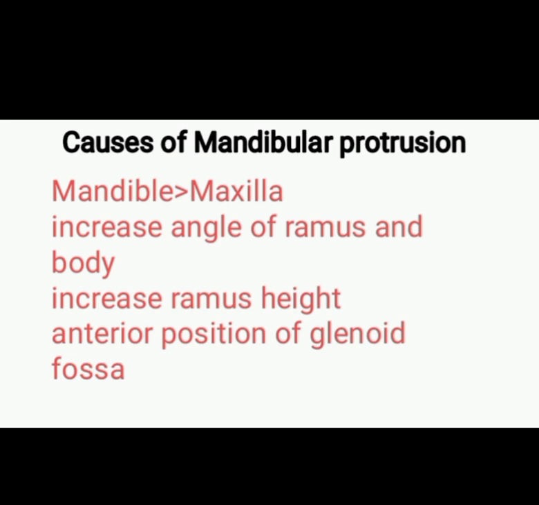Causes of mandibular protrusion. Mandible is larger than maxilla. It can be due to increased angle of ramus and body, increased ramus height and anterior positioning of glenoid fossa.